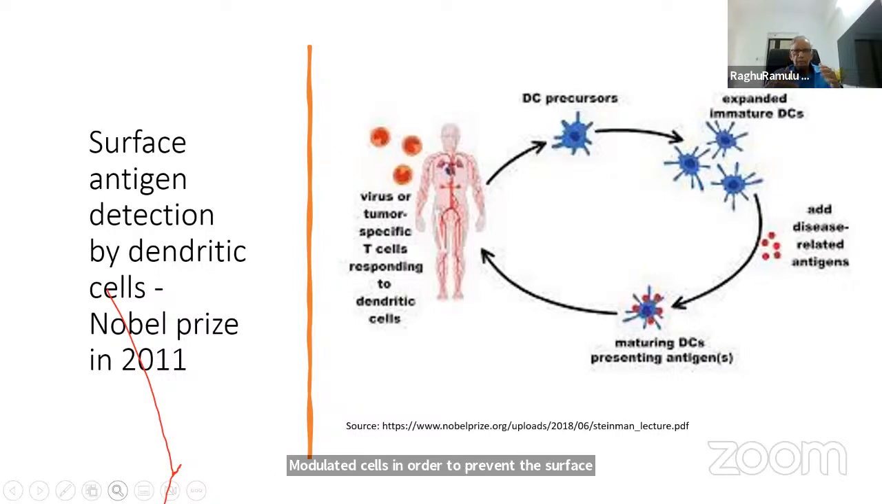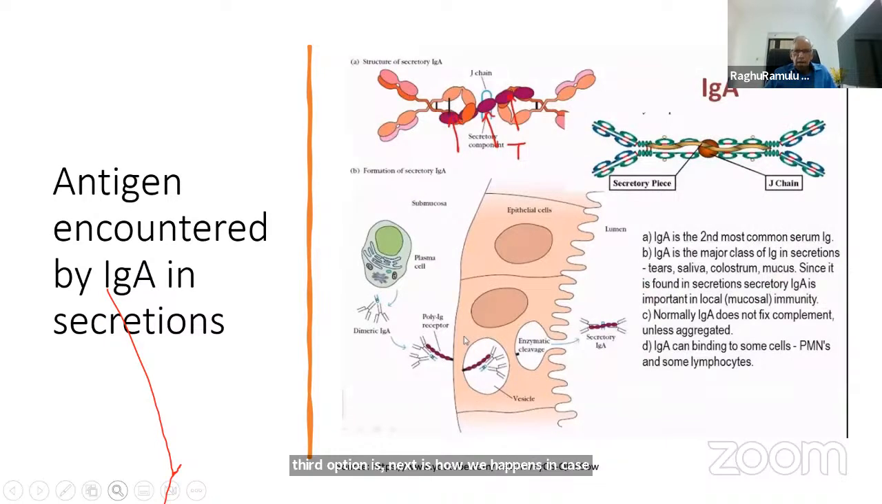So we have antigens coming by oral pathway or secretory antibody pathway. Then we have surface antigen detection also. Then the next option is how it happens in case of blood. This slide is showing antigen encountered by IgA secretions. This is what I told you, that in case of intestinal infections, whenever you are getting some infection, the IgA antibody, which is shown as a dimeric one, is focused on the slide. This is the second most common serum Ig, because the highest one is IgG, that is the highest concentration, because it is the smallest antibody.